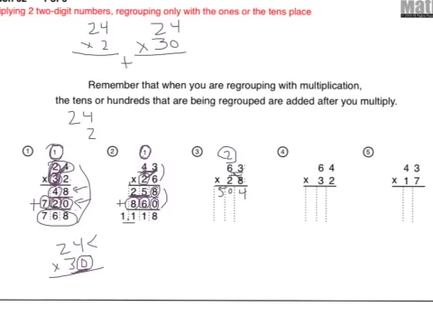Now I'm going to multiply 63 times 20 right there, okay? I got to put a 0 down to hold the ones place, 3 times 2 is 6, and 6 times 2 is 12.